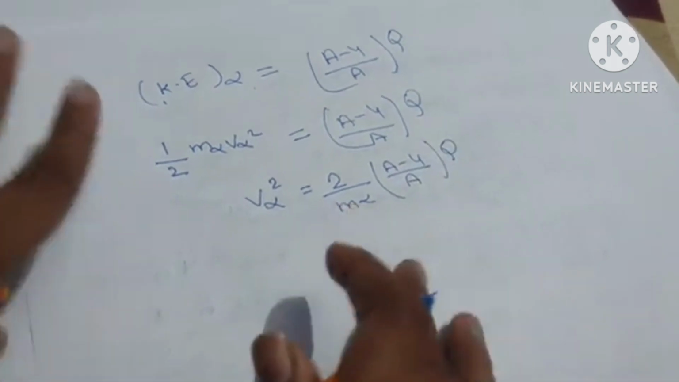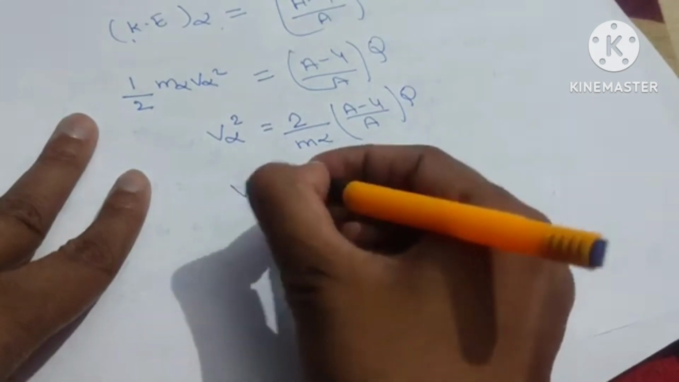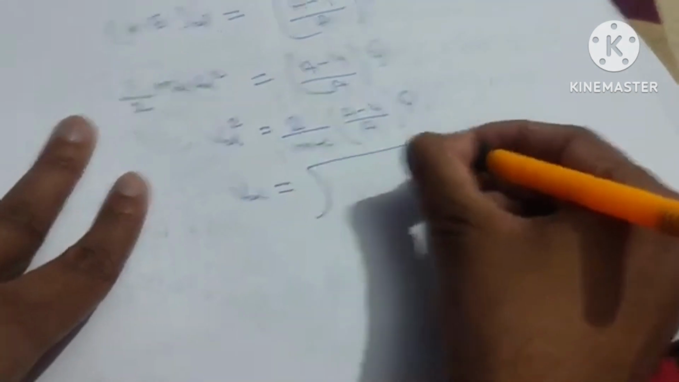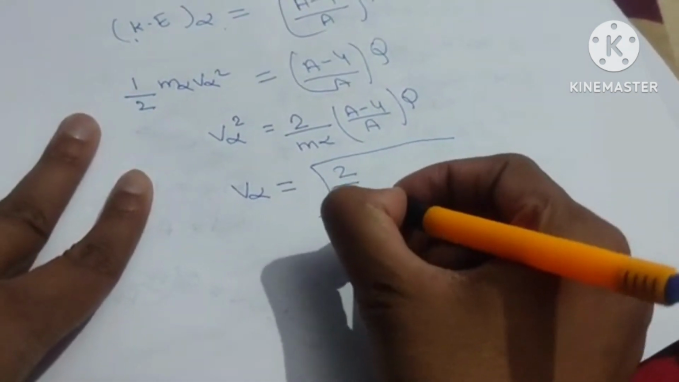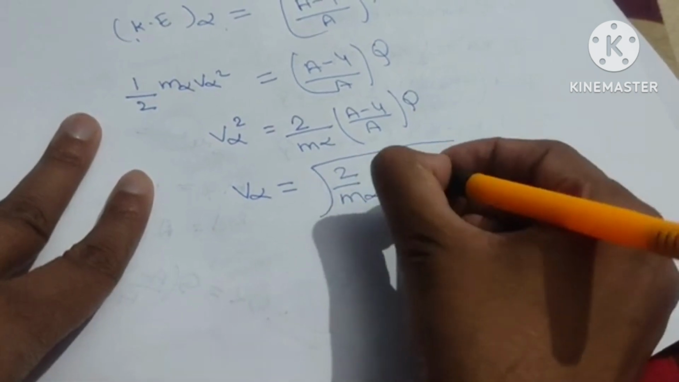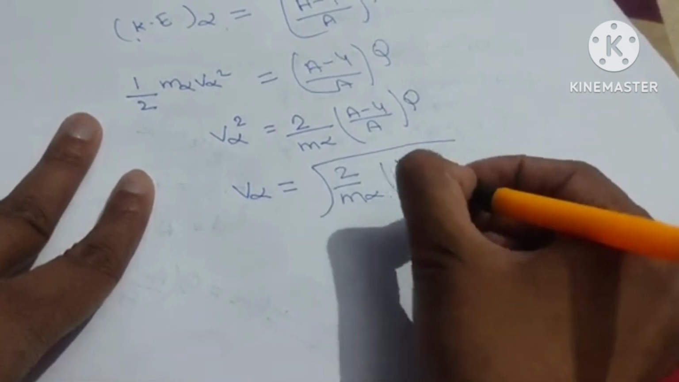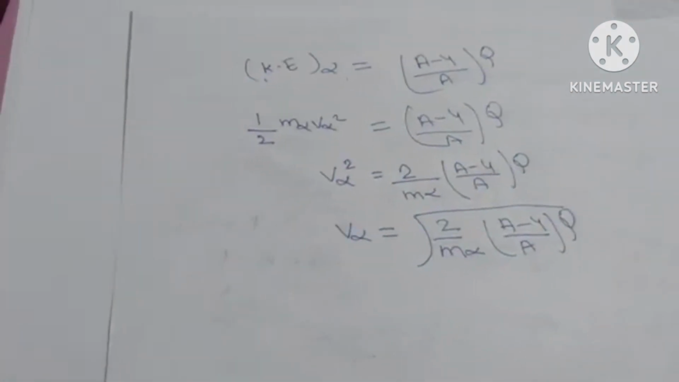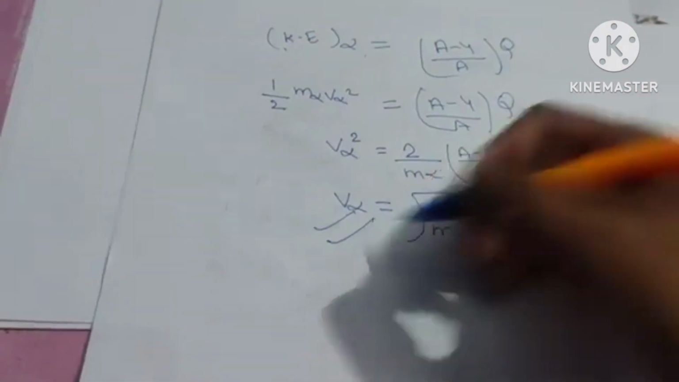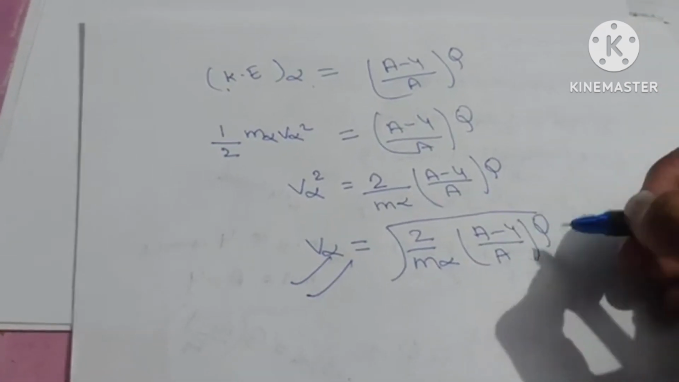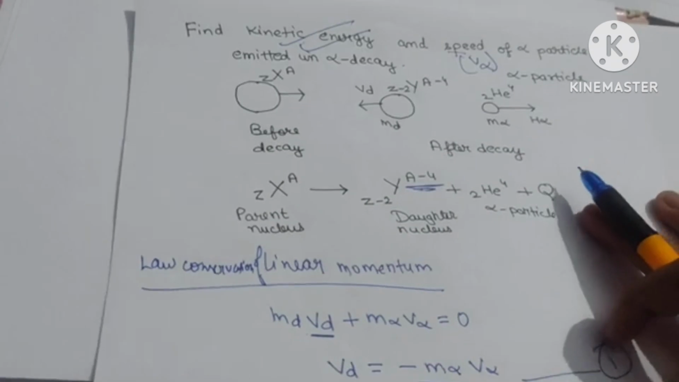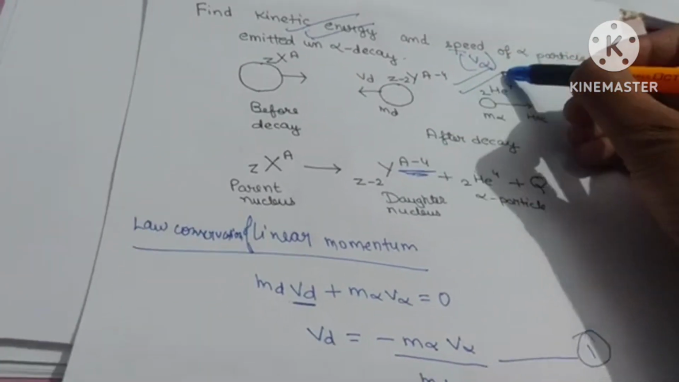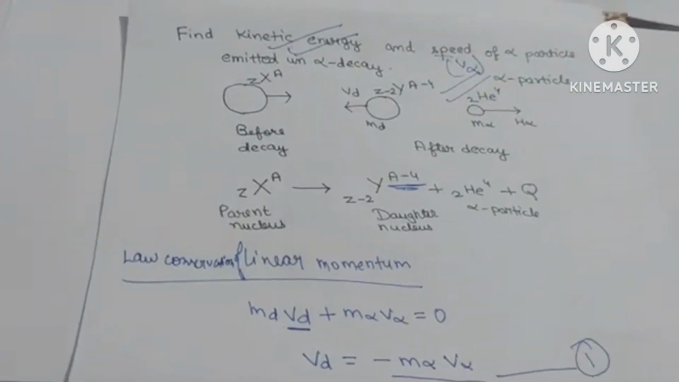Okay, now what we'll do, take the square root of V alpha. So this is our velocity of the alpha particle. So this is what we'll find, the velocity of the alpha particle. So we're done with the velocity of the alpha particle. Thank you.